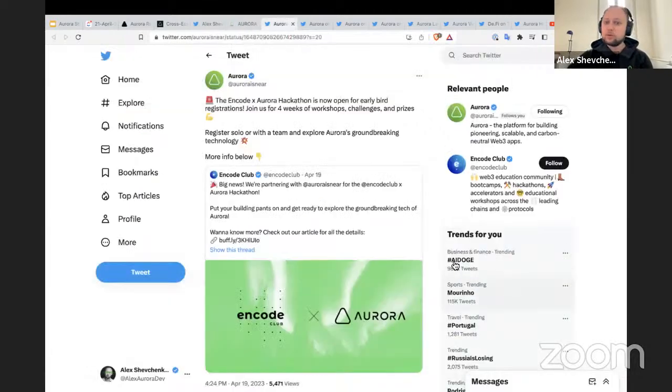Yeah, moving on with the news that are coming from all over the ecosystem. Encode and Aurora Hackathon is starting right now. In case you're a developer and you're willing to develop something on Aurora and use Aurora's groundbreaking tech, you are able to register either by yourself or with the team and participate in this hackathon. There are lots of bounties there. There are lots of interesting things that you're able to do, especially with cross-contract call functionality released in full. Yeah, encourage everyone to go there and check it out.